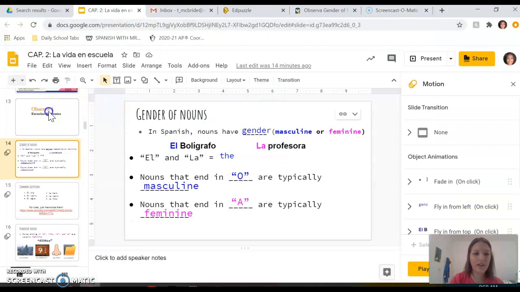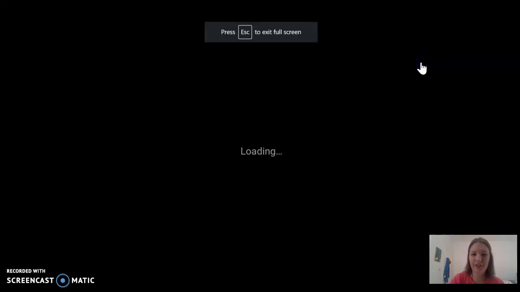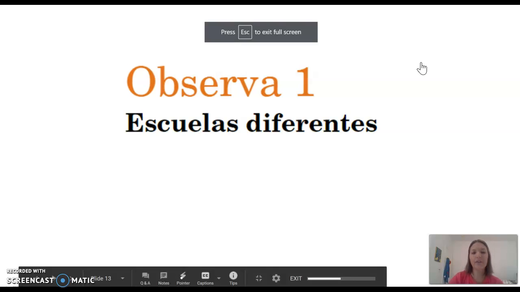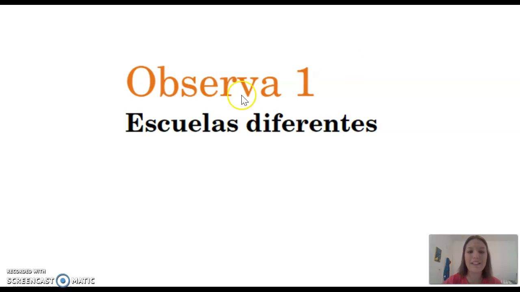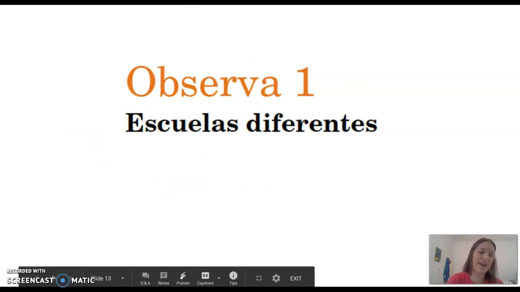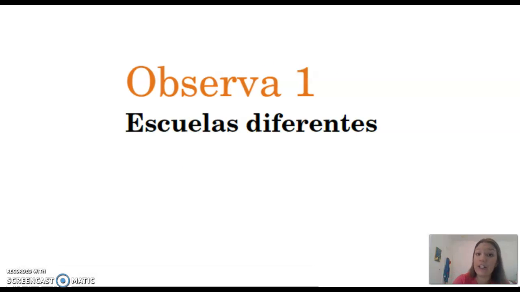So in this section here, in Observa Uno, we'll be talking about masculine and feminine nouns. All right, now first, before I do that, think about what a noun is in English, right? Something we all learned a long time ago. What is a noun in English? Right, it's a person, place, or thing.